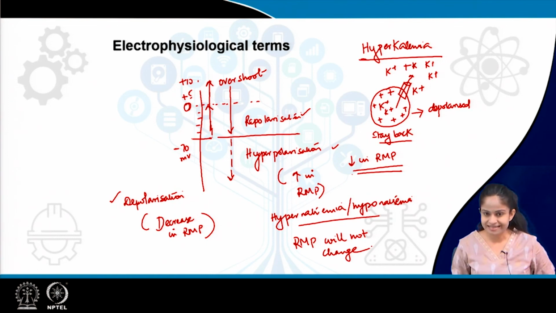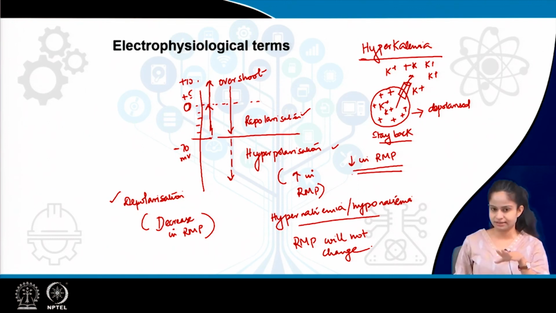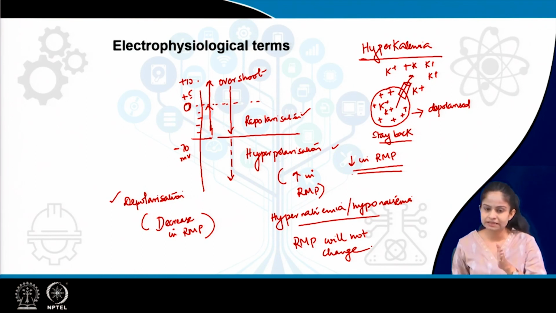Why? Because as you can see in the lecture, the RMP genesis is mainly dependent on the diffusion of the ions through leak channels, and in our body there are a number of potassium leak channels as compared to the sodium channels. They are very, very less. So, generally sodium ions do not contribute to the resting membrane potential. So, whether it is hypernatremia or hyponatremia, that will not give rise to any changes in the resting membrane potential. But definitely any change in the potassium concentration extracellularly will give rise to a resting membrane potential change. So, in case of hypernatremia or hyponatremia, the RMP will not change.